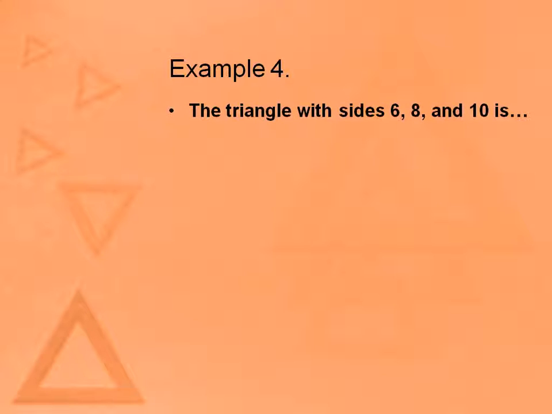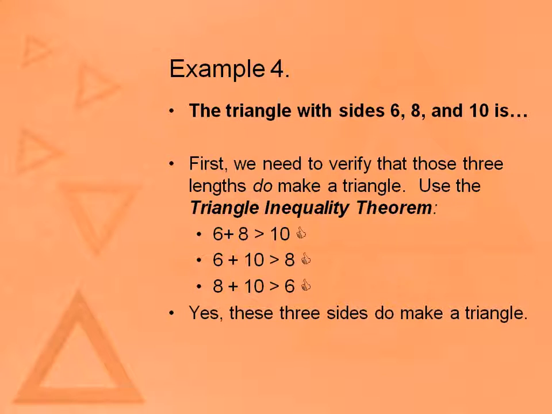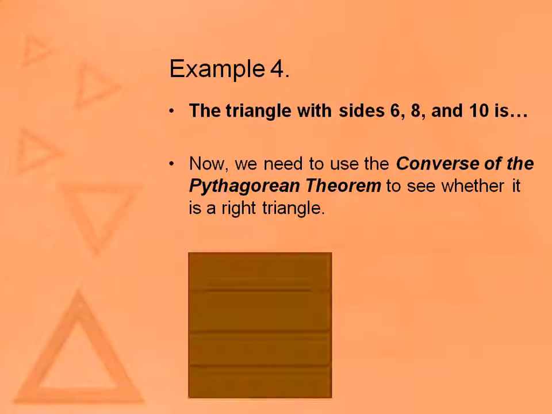Let's look at another example. Let's say we've got sides 6, 8, and 10. Well, again, let's make sure this makes a triangle. We're going to use the triangle inequality theorem. And yes, it works all the way through. We do have a triangle. So let's see whether we have a right triangle. We're going to use the converse of the Pythagorean theorem. 10 is our longest side. That has to be c.